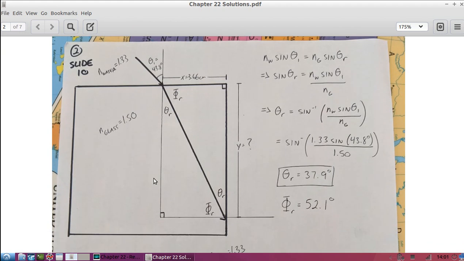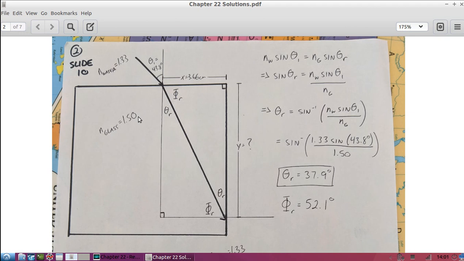So here is my diagram. I've got water. Water's index of refraction is 1.33. Glass is 1.5. I looked it up, or I gave it to you in the problem, right? So again, don't worry about memorizing it. If you do enough problems, you'll probably accidentally start memorizing it. Glass and water and plastic and air are what we use most commonly.